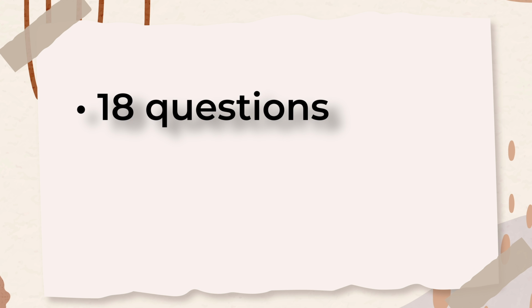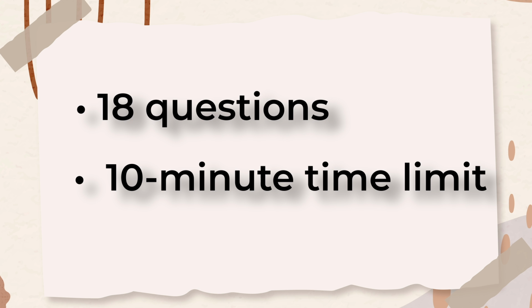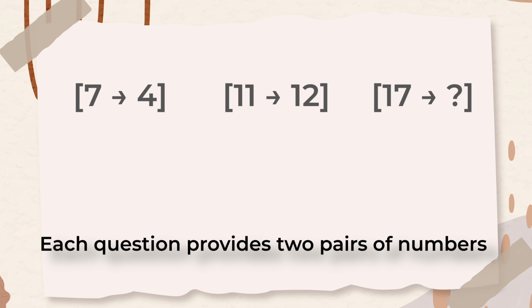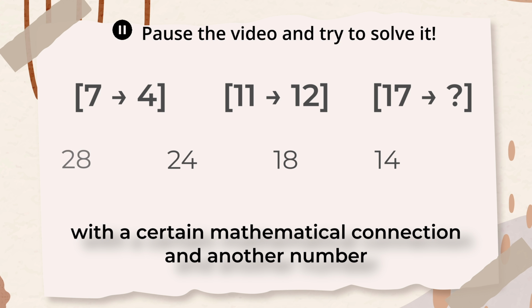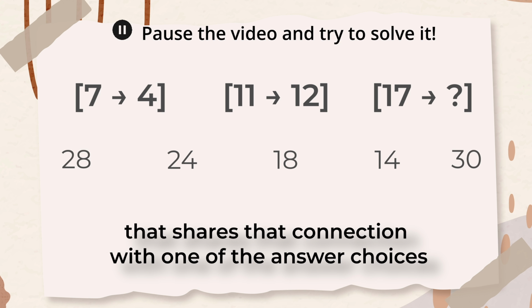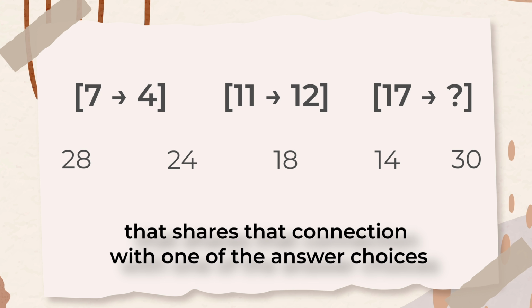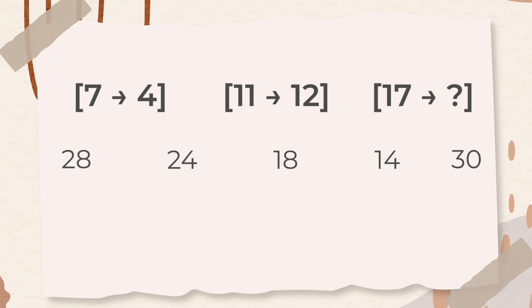There are 18 such questions on the test, with a 10-minute time limit. Each question provides 2 pairs of numbers with a certain mathematical connection and another number that shares that connection with one of the answer choices. Find the missing number for the third pair.